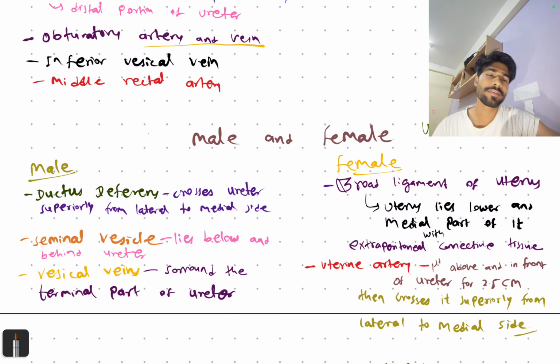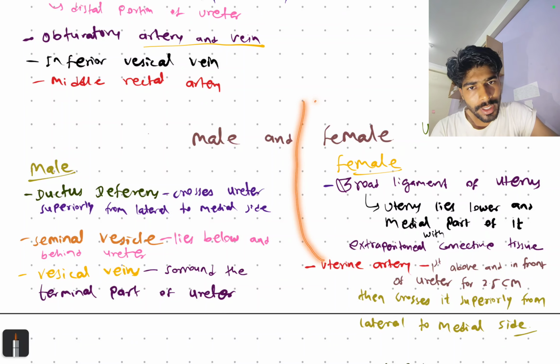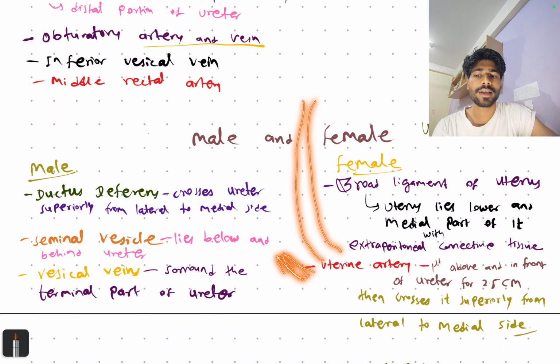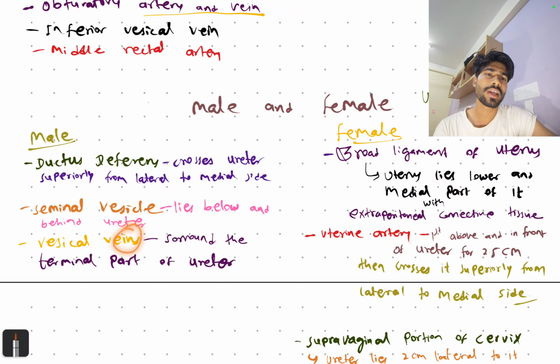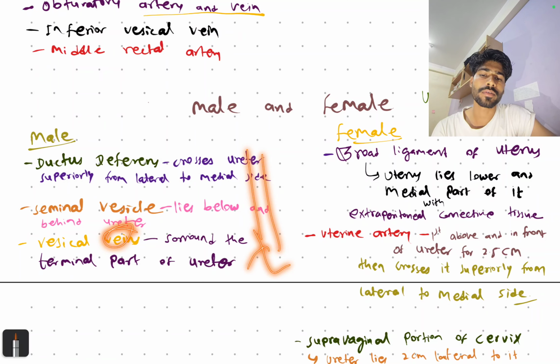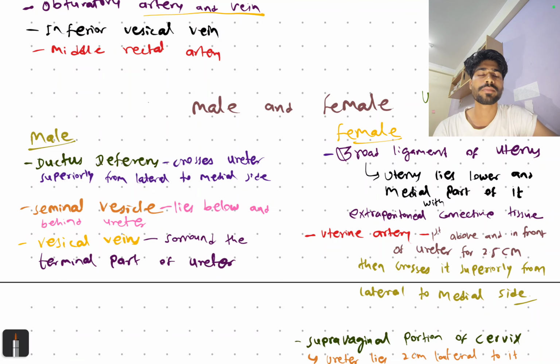Then there is the seminal vesicle. If this is the ureter, the seminal vesicle lies posteriorly and below the ureter. You can see right here, it is posteriorly and below the ureter. Then there are the vesical veins, and these veins surround the terminal part of the ureter. These are the three relations which we need to remember in males.